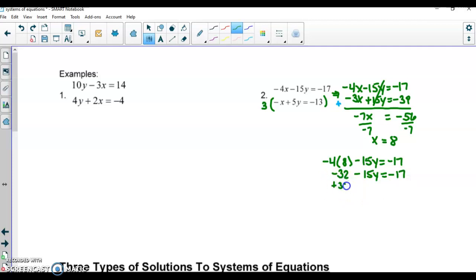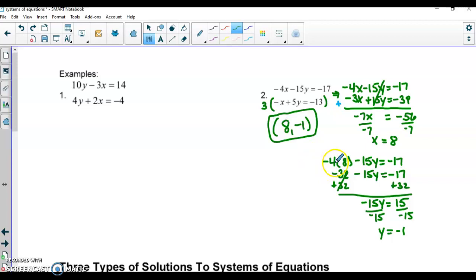So we'll add 32 to both sides. They will add out to be 0. So we have negative 15y is equal to 15. Dividing by that coefficient of y, negative 15, on both sides will tell me y is equal to negative 1. And last step is write your answer as an ordered pair, x comma y. So x is 8, y is negative 1.